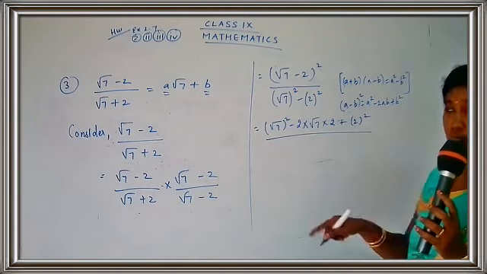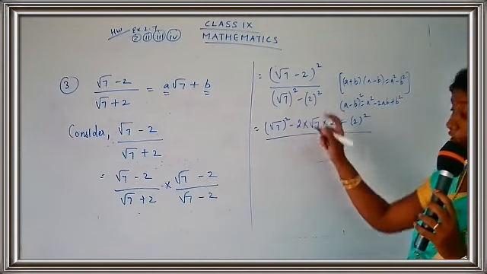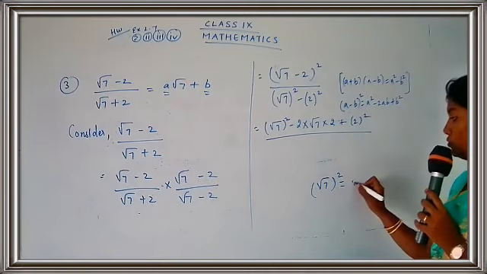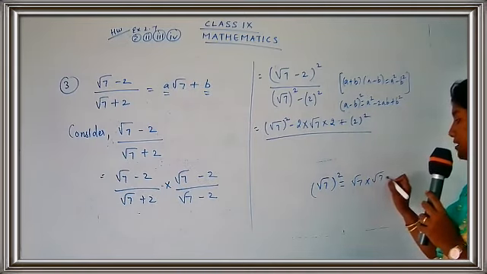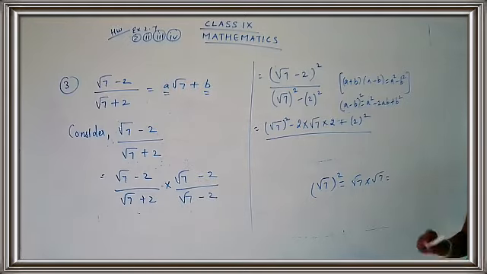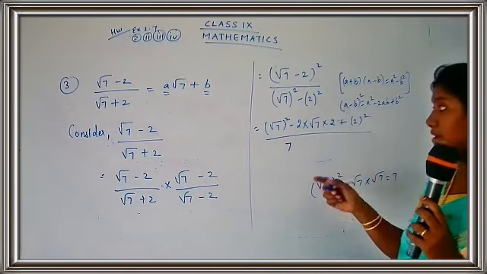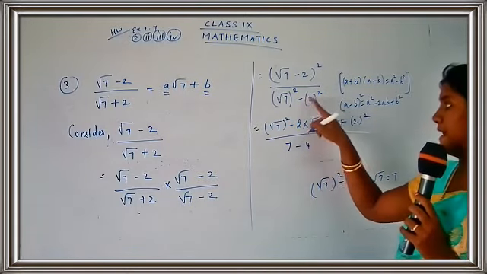Root 7 square. You know the value for root 7 square. What is root 7 square? Root 7 into root 7. What is the answer for root 7 into root 7? It is 7. Good, so I put here 7. 2 square. What is 2 square? It's 4. I get here minus 4.